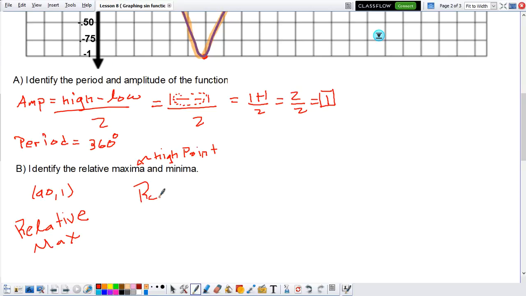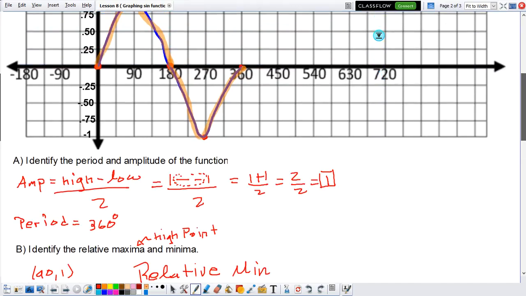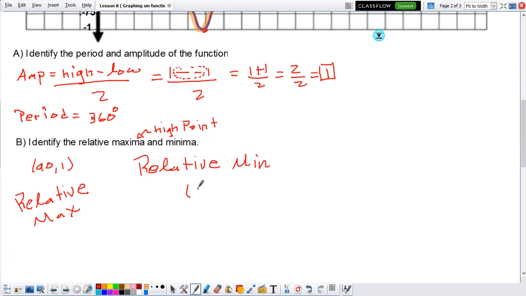Now, for relative min, the relative min is the lowest point. The lowest point occurred at 270, so we have 270 degrees, comma, -1.